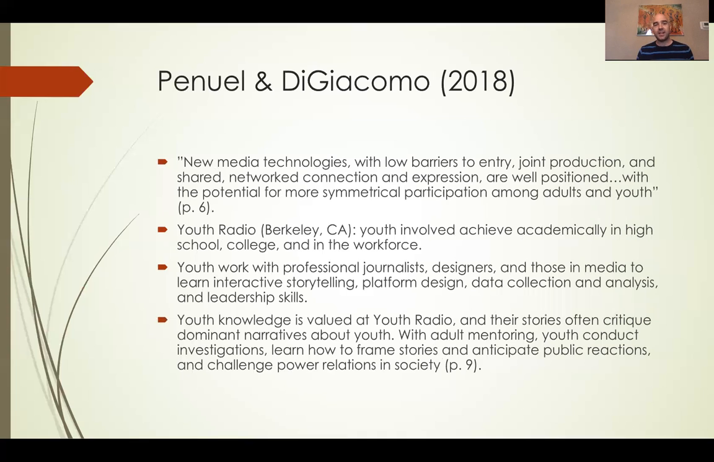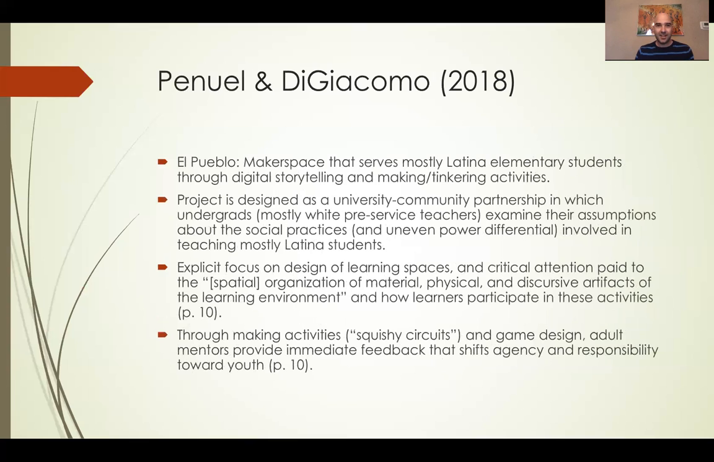At Youth Radio, they describe how youth work with professional journalists and those in media to learn digital storytelling, to design platforms, to collect data, and to develop leadership skills. And youth knowledge is valued at Youth Radio, and their stories often critique dominant narratives about youth. So youth conduct investigations, learn how to frame stories, and to challenge power relations in society.